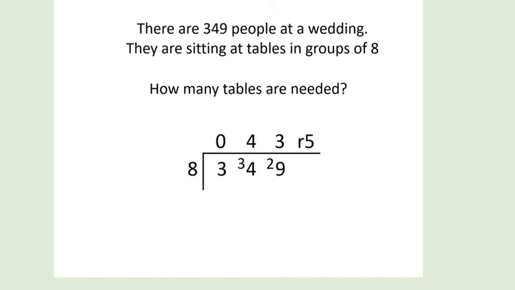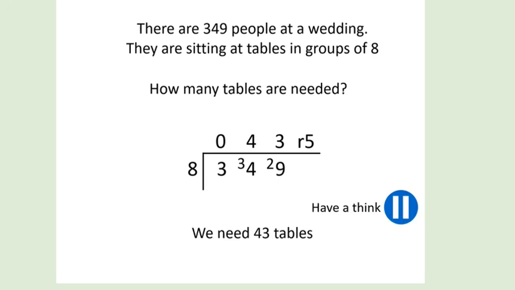Looking back then, the question says there are 349 people at a wedding. They are sitting at tables in groups of 8. How many tables are needed? I know, we need 43 tables. Have a think. You might want to pause the video and have a little think about whether 43 tables is the right answer. Well done. Have you had a think? Do you think 43 tables is the right answer?